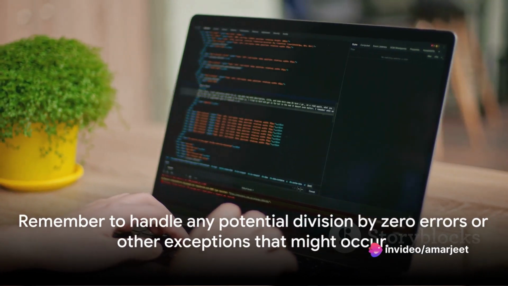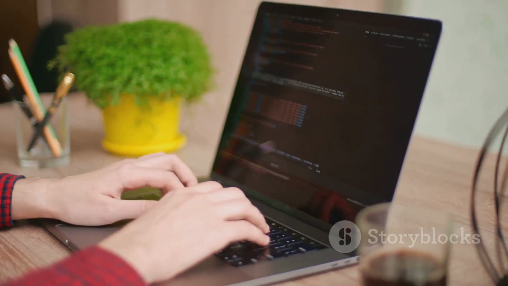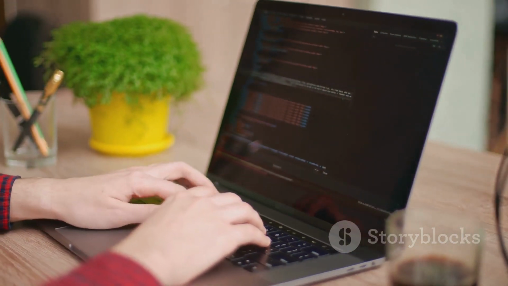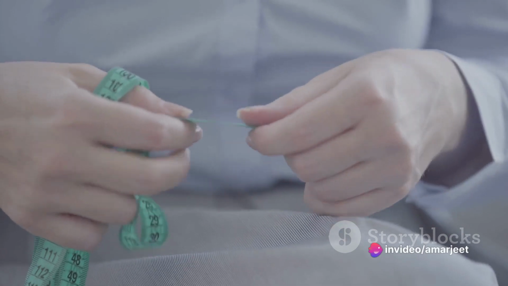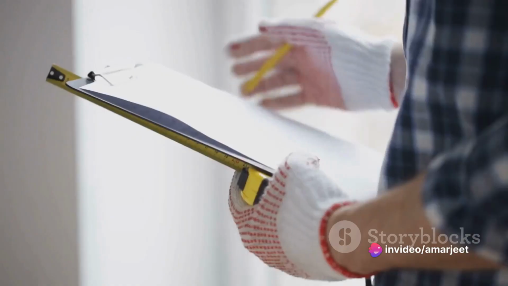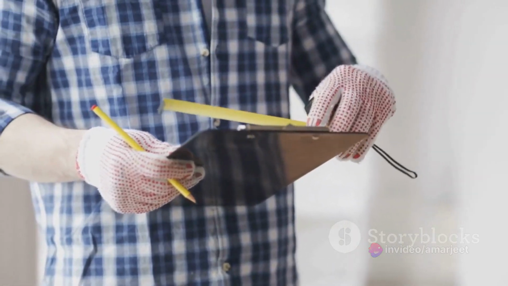It's important to provide the appropriate units for volume, liters, and mass, kilograms, and make sure the equivalence factor is correct for the specific reaction you're working with. And of course, remember to handle any potential division by zero errors or other exceptions that might occur.